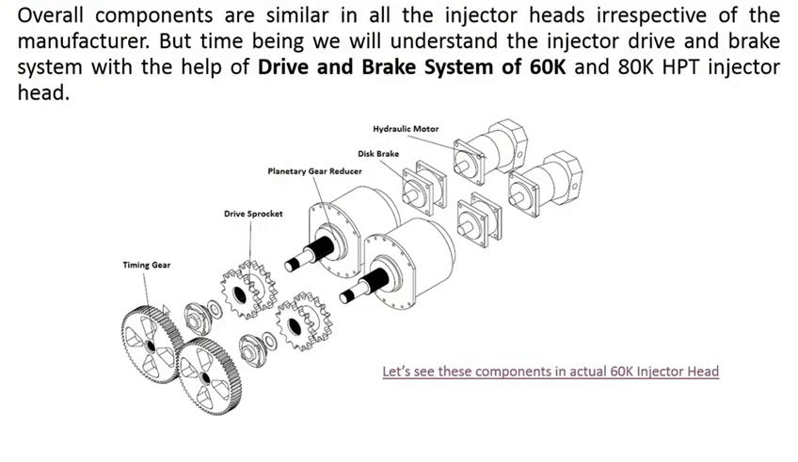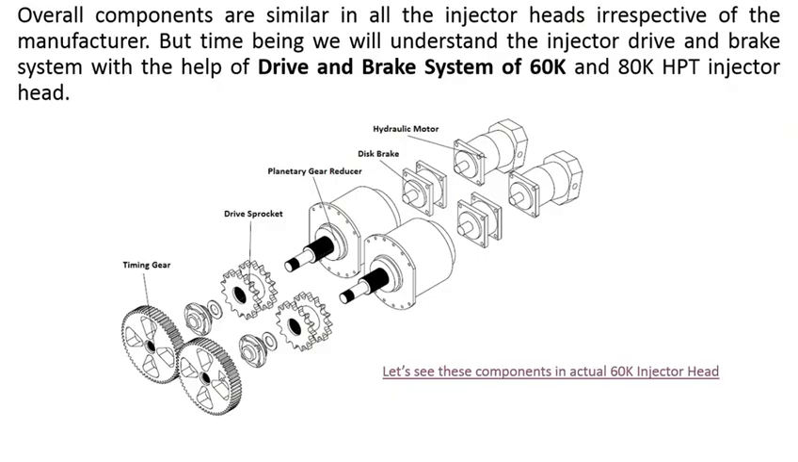The final and last component of the drive and brake system is the timing gear, which is installed in the 60K injector head. The timing gear is used to synchronize the motion of the two chains so that their speed remains the same. As we can see, these are interlinked. If one timing gear stops, the motion of the other will keep the movement of the other as well.